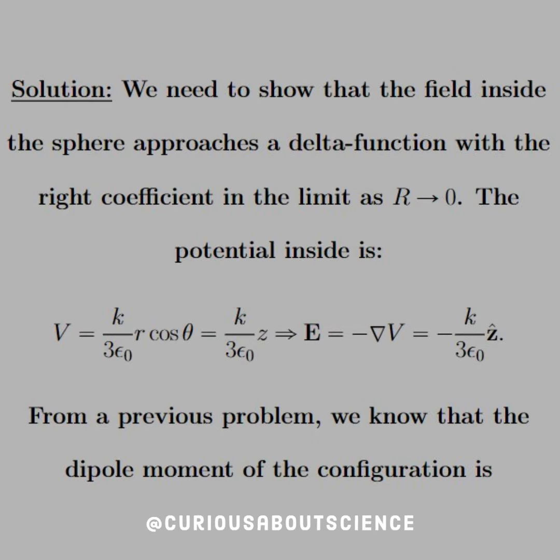We know that r cosine theta, however, is the polar representation of z. So we substitute that in order to take the gradient, which we know we'll need to in order to find the electric field, which is done to the right.